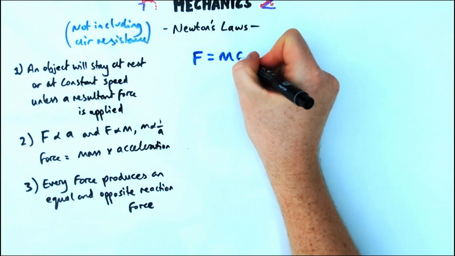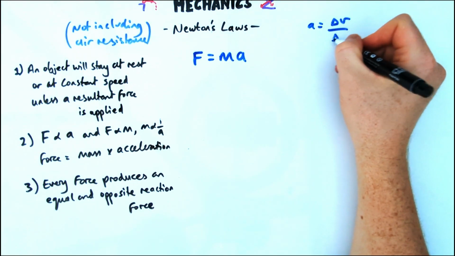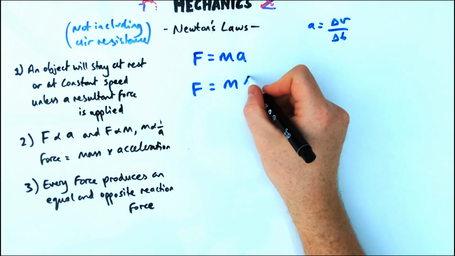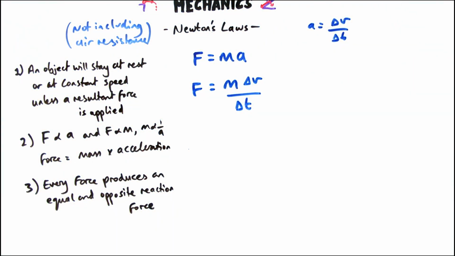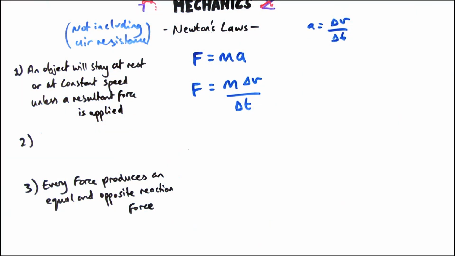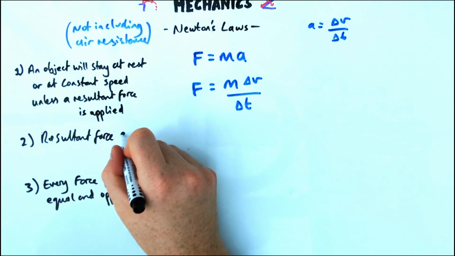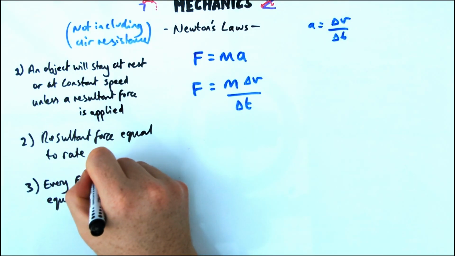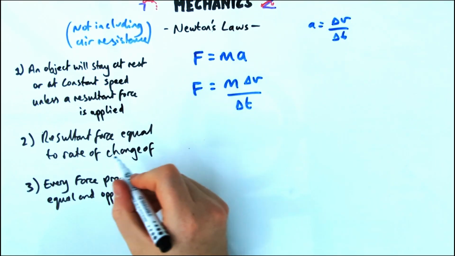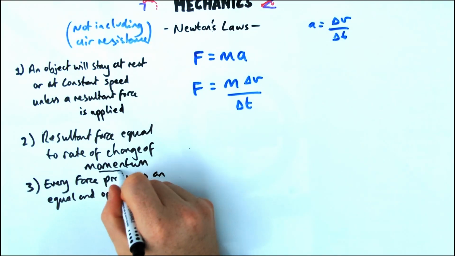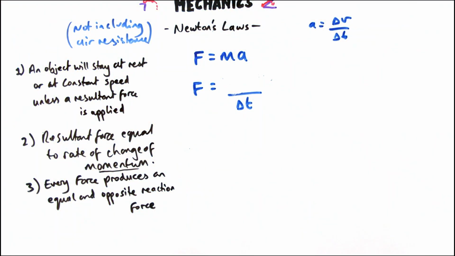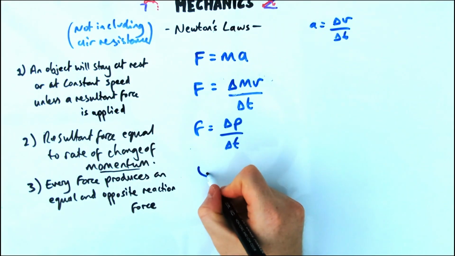So let's have a look at another way of expressing Newton's second law, because we know it isn't only F equals ma. We can also express it in terms of momentum. We might remember from GCSE, F equals ma, a equals a change in velocity over time, so therefore force equals m delta v over delta t. Now, another way of saying m delta v, or change in mv, is change in momentum. So we can also say resultant force is equal to the rate of change of momentum, rate being divided by time or per second. So that's another way of expressing Newton's second law.